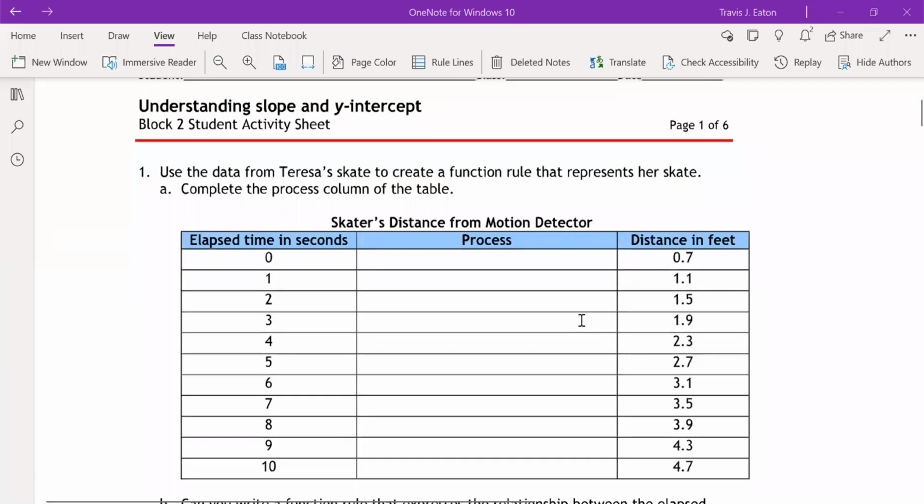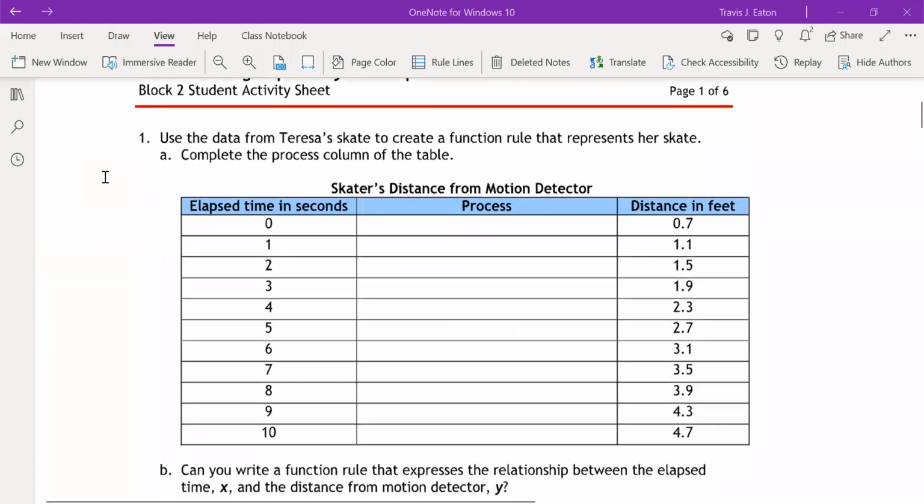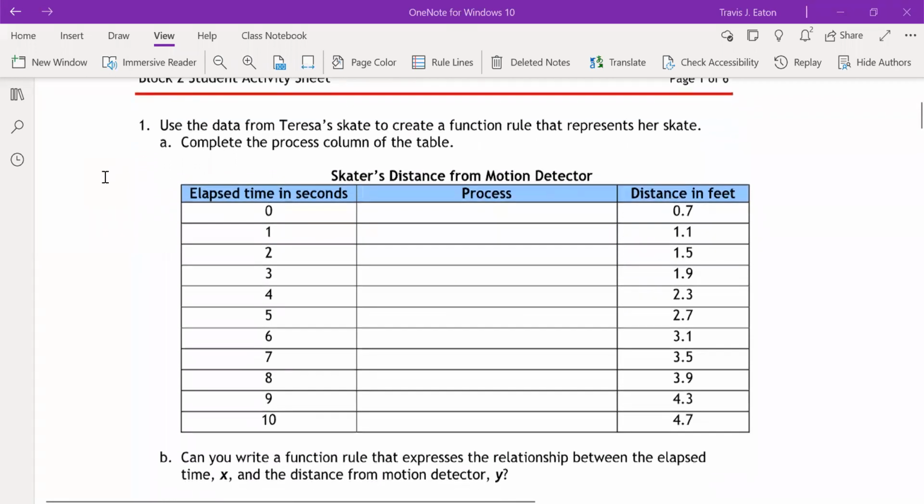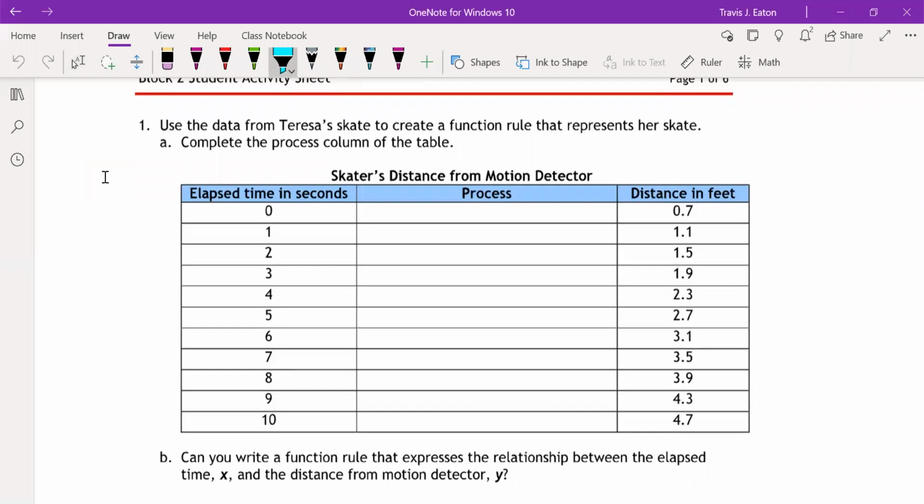Okay, so we are at topic 8, block 2. Based on the information that we had in topic 8, block 1 about Teresa and Terrence and their skateboarding situation, we can then look at this data table and complete it by putting in a process column. What we want to do is create a process between the elapsed time in seconds that we see here and the distance in feet.